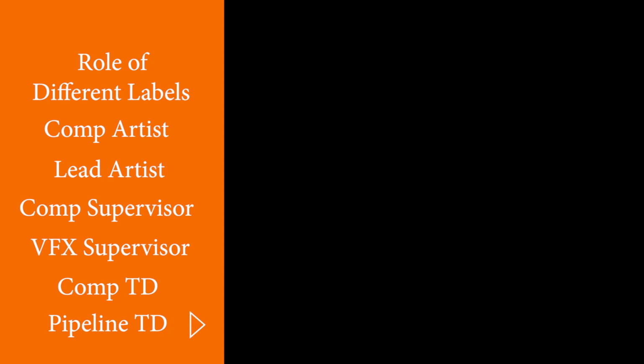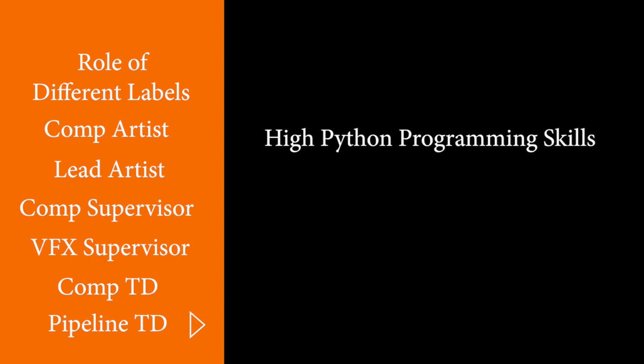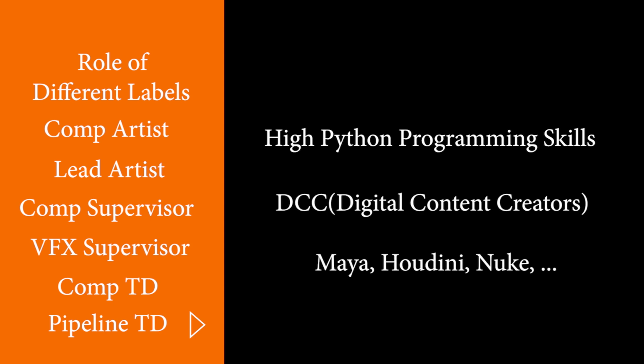Pipeline TD. They are genius people with high Python programming skills, also skills in the programming language of each main DCC software that the company uses, like Maya, Houdini, Nuke. They develop tools and workflow inside the pipeline of the company and let the users of these softwares be able to communicate with each other without knowing how it is being done in the background. They also do millions of other tasks, depending on the needs of the pipeline that happen in every show.